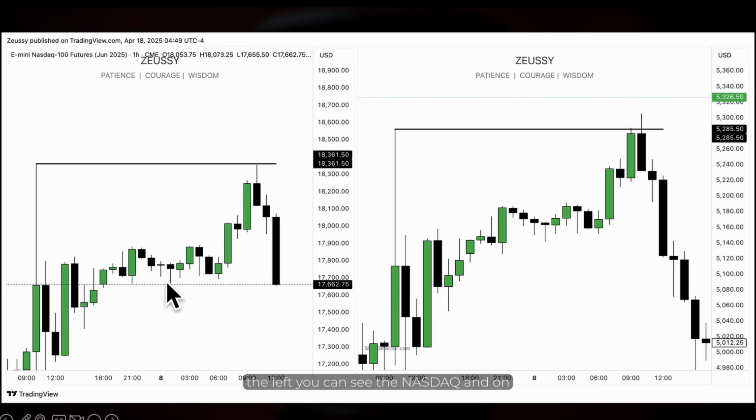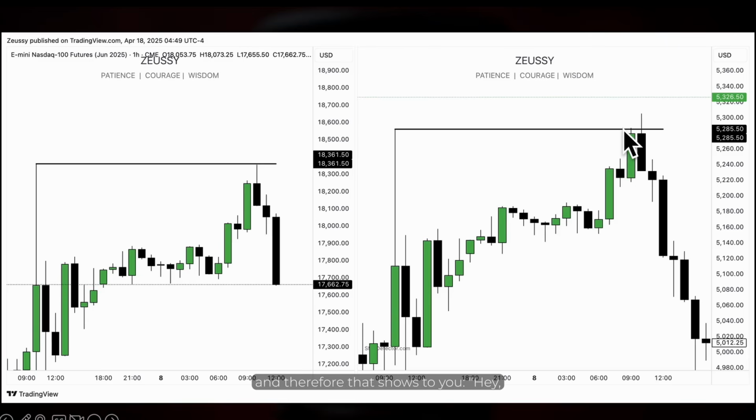When we pay attention to a chart example of this then, what you can see is that on the left you can see the Nasdaq and on the right you can see ES. What I would like you to see is that Nasdaq formed this high right here and we then saw the market reprice towards the upside. Notice that the market came very close to taking out this high, but the market just fell short of it. If we pay attention to ES, however, what you can see is that ES took out that same high right here.